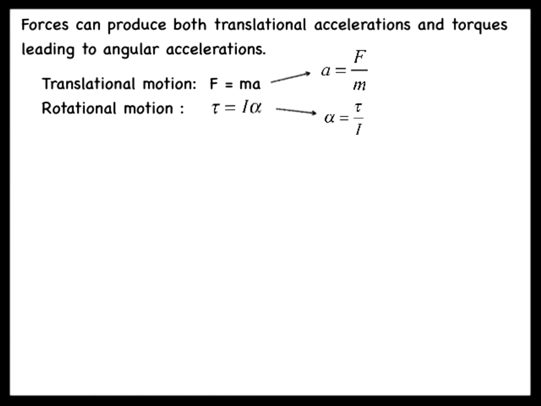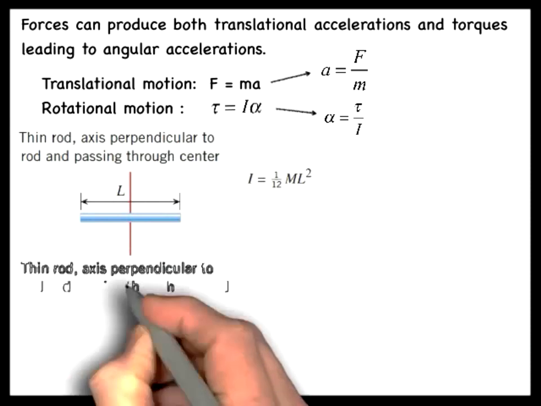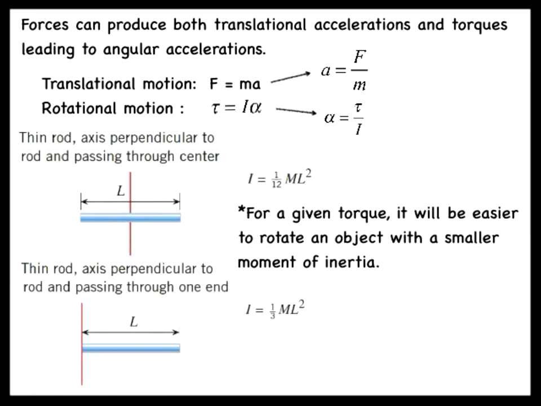In translational motion, we understand that, for a given force, a greater acceleration will occur for a smaller mass. Likewise, in rotational motion, for a given torque, a greater angular acceleration will occur for a smaller moment of inertia. Therefore, if we applied the same torque to our thin rod, once with the axis of rotation at the rod's center and once with it at the rod's end, the resulting angular accelerations will be different. With the axis at the center, the angular acceleration will be 4 times as great because of its smaller moment of inertia. Qualitatively, we find that for a given torque, it will be easier to rotate an object about an axis that results in the smallest moment of inertia.